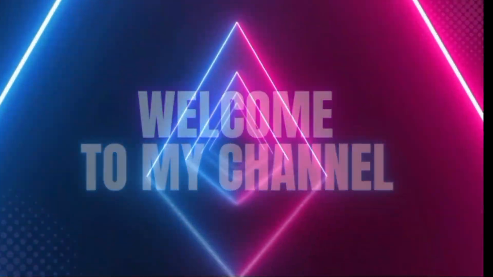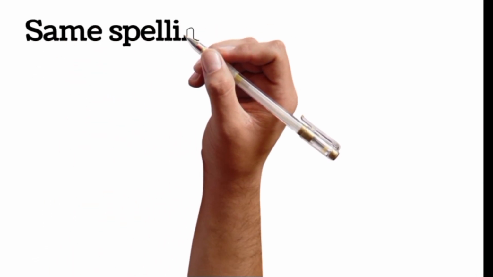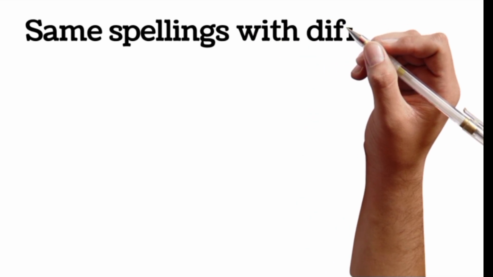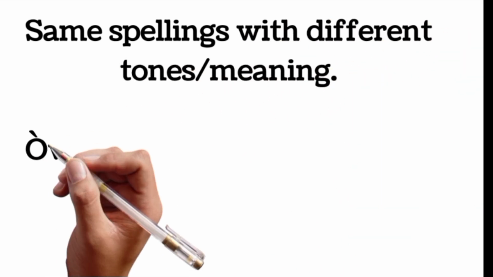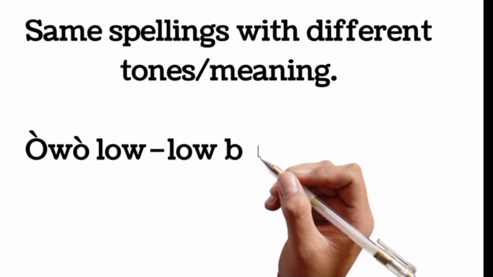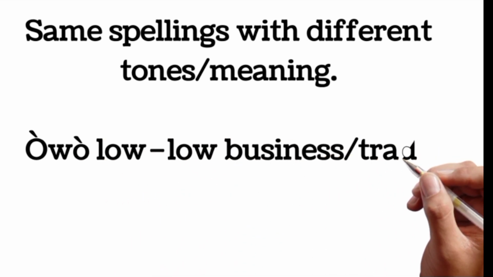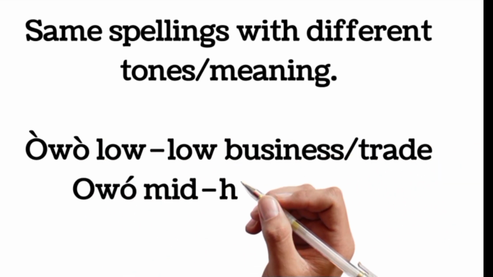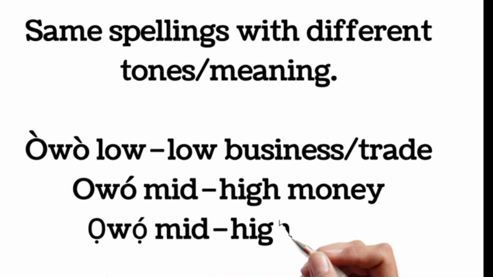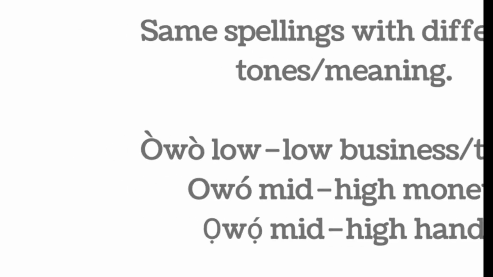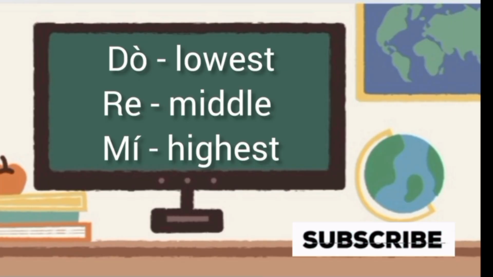Let's go. Now we'll be looking at some similar spellings with different tones and different meanings. And this will help us understand how tones can affect the meaning of a word if it is pronounced incorrectly. But don't forget your three tonal sounds. Do is a slant to the left-hand side, the lowest. Re has no mark, the middle tone. And mi, the highest, slants to the right-hand side.